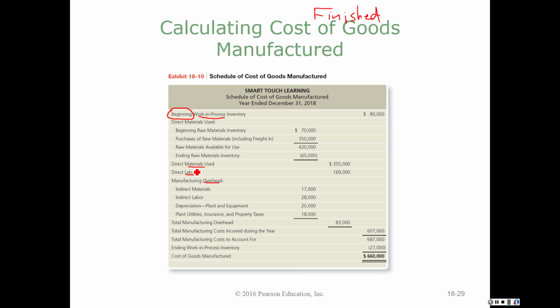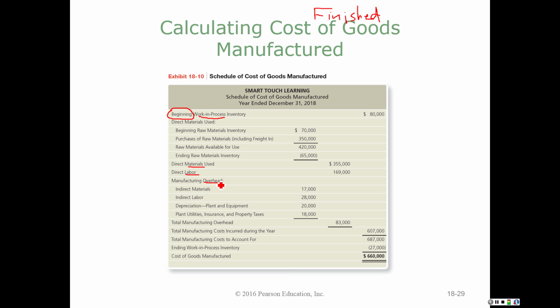All right, so material, labor, and overhead are the costs that I'm going to incur to finish this beginning work in process. Well, labor is pretty easy. How much labor did I incur? Here it is, $169,000. For this problem, overhead's fairly easy. They're simply telling you this is what it is: indirect material, indirect labor, depreciation, plant, and utilities. All right, so these are our indirect costs.